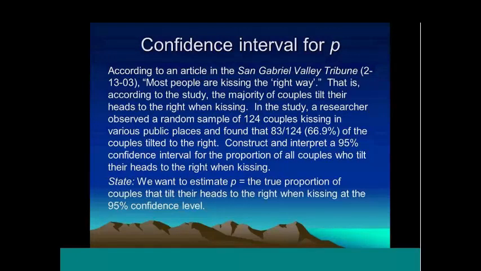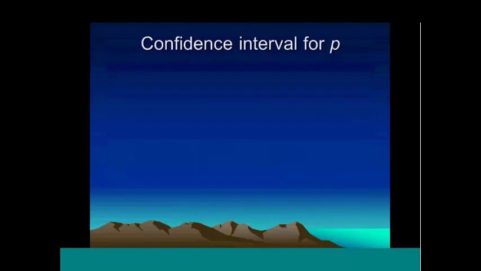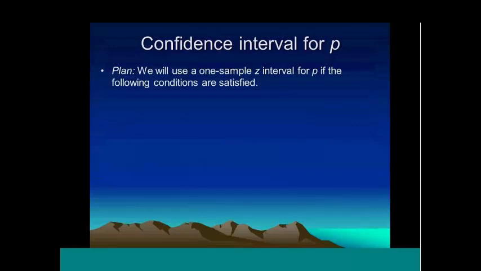First, we want to state the parameter clearly. So p is the true proportion of all couples that will tilt their heads to the right when kissing. And we want to estimate it at the 95% confidence level. Now we want to check our conditions for using a one-sample z interval for the proportion, assuming that the normal condition is met, we'll be able to use a standard normal distribution to get our critical value. The researcher was said to have observed a random sample of couples, so the random condition is met, and that will allow us to generalize our findings to the population of all couples.